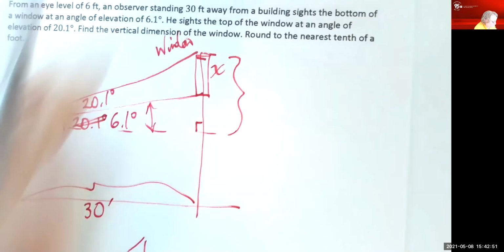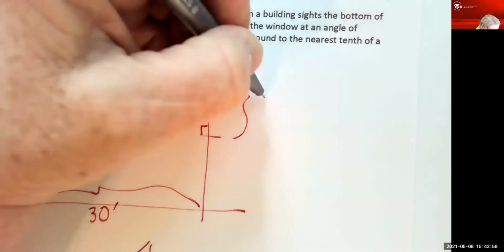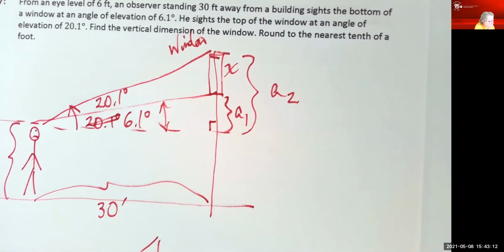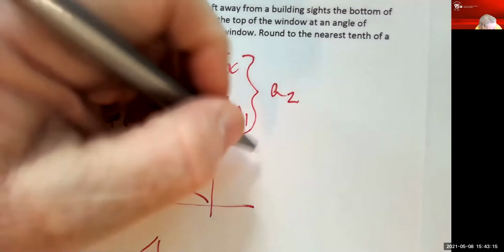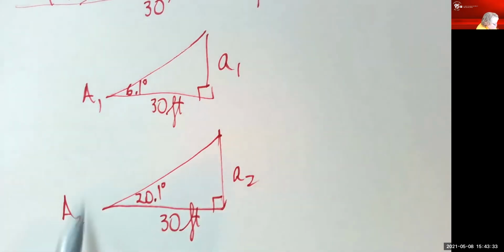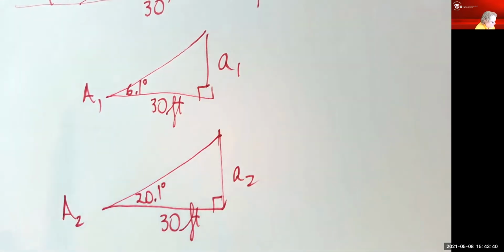A2 is this base all the way up to the top of the window. A1 is from the base to the bottom of the window. How can we find X if we can find A2 and A1? Excellent. We know that A2 minus A1 will give us X, and that will be the height of the window. So in our two triangles, we want to find the length of the opposite side. We know the adjacent side, and we know that A2 minus A1 will give us the height of the window.